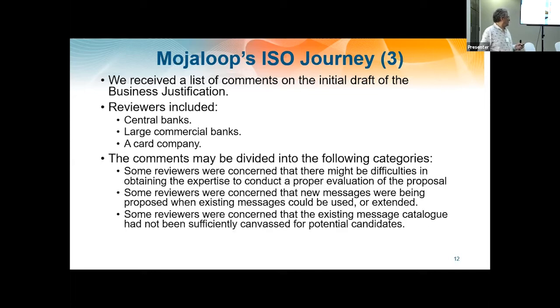So there were some other reviewers who were concerned that we hadn't cast our net widely enough when we looked at the existing message catalogue. And they proposed things which, when we looked at them, turned out never to have gone much further than an original proposal and those sorts of things. Now, this is why I think the question of evaluation is important.